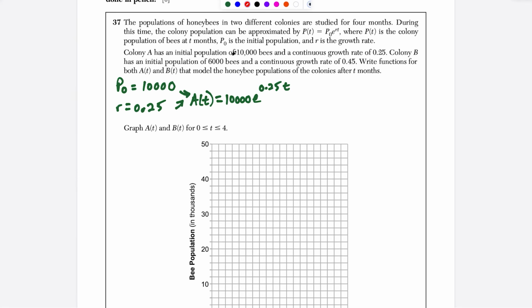For B of t, that's for colony B, we have an initial population of 6,000, and we have an r value of 0.45. So I could say here that B of t is equal to, and I just use that formula again, 6,000 times e to the 0.45 times t.